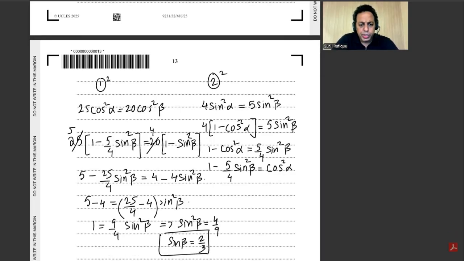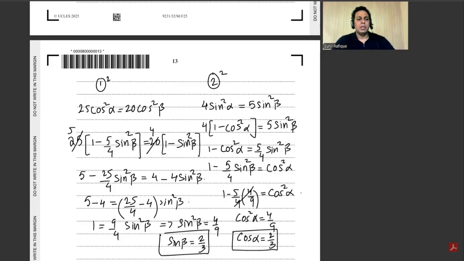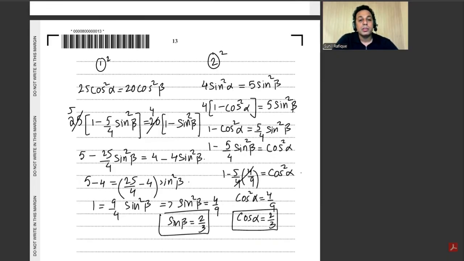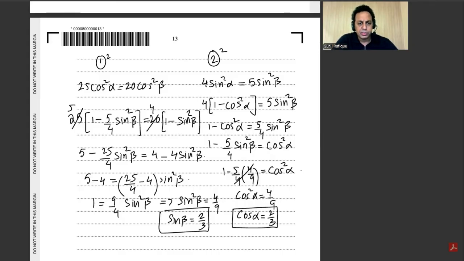Okay, this is now going to give me 1 minus 5/4 times 4/9 for cos squared alpha. So cos squared alpha is going to be 4/9. So cos alpha is again 2/3, right? There we go. And now we need to figure out what is sine alpha. So for that I can use that top equation.